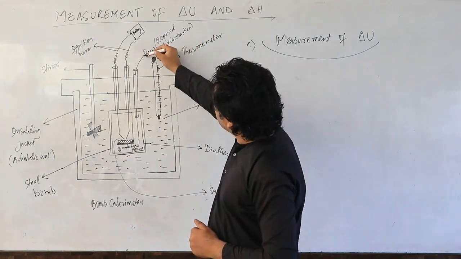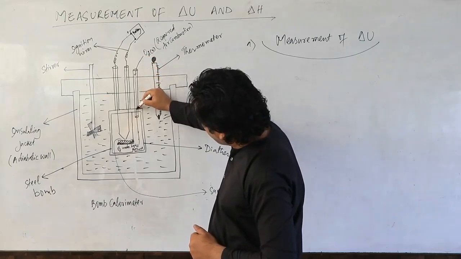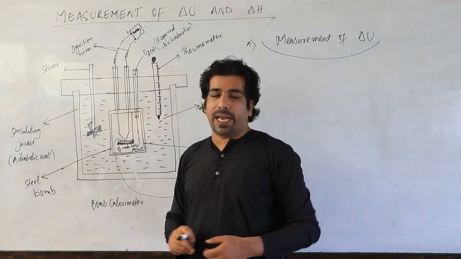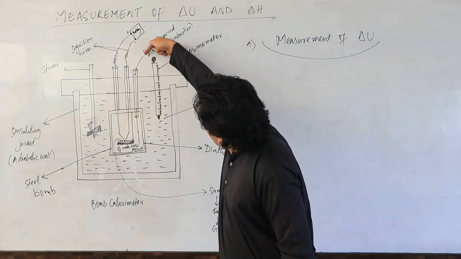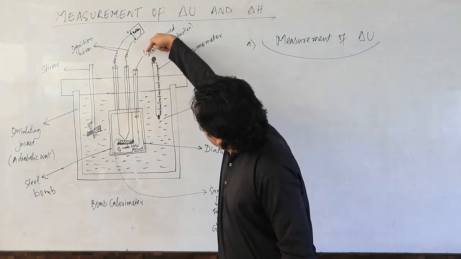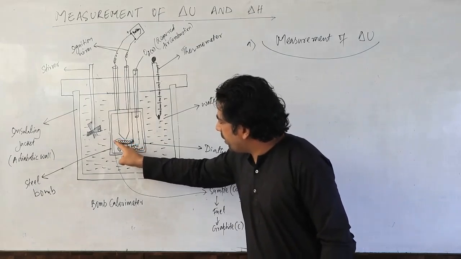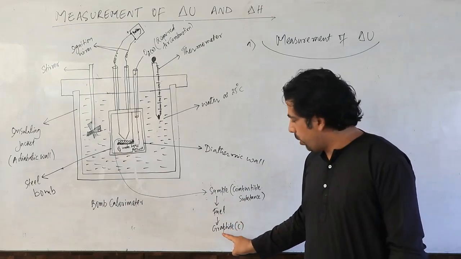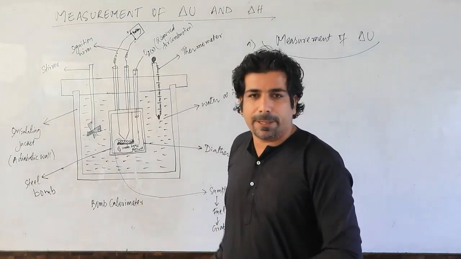So you are forcing the oxygen inside. Oxygen gas is coming inside here, and this oxygen gas is under high pressure. Through this opening you are making the oxygen gas enter inside. What is present inside, my dear friends? The sample, the fuel. Let us suppose, graphite. You can use any fuel, but I am using graphite here.